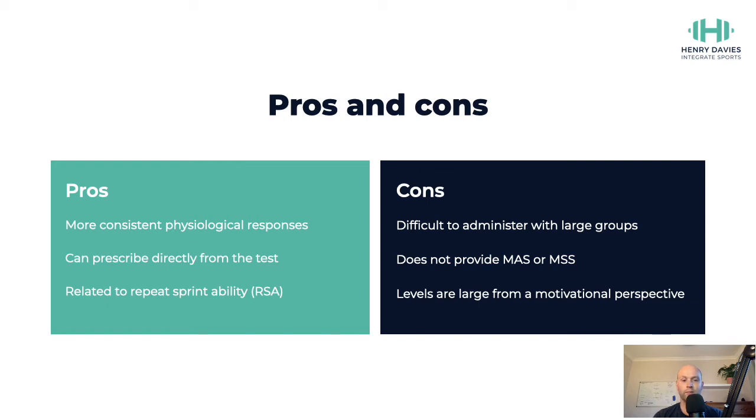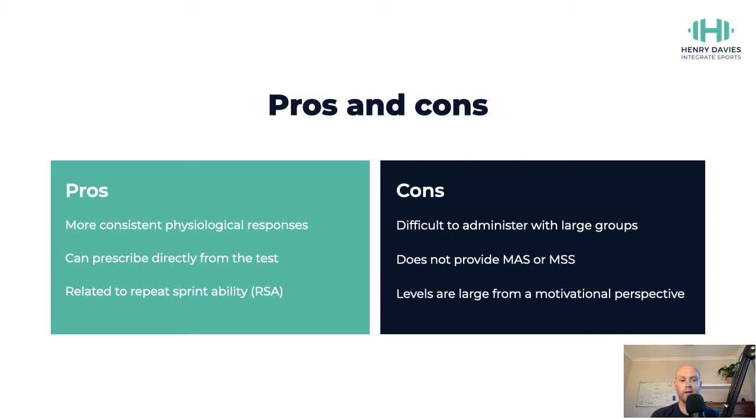It doesn't provide MAS specifically or maximal sprint speed. Whereas if you're taking the approach of doing a MAS time trial and a flying 10-meter sprint, for example, that would give you those two scores. So it gives you this hybrid composite velocity in the middle of these two scores. So it accounts for it, but it doesn't necessarily provide it.